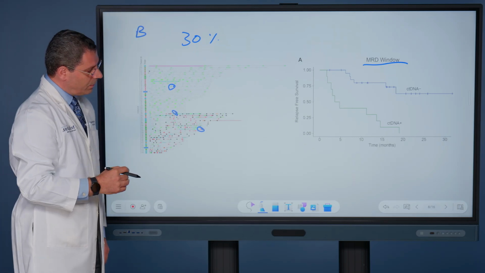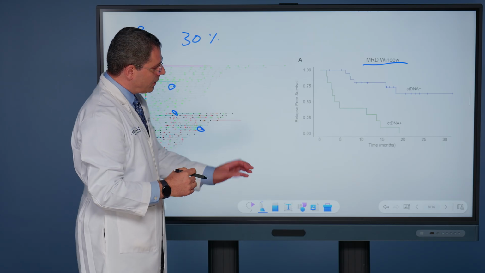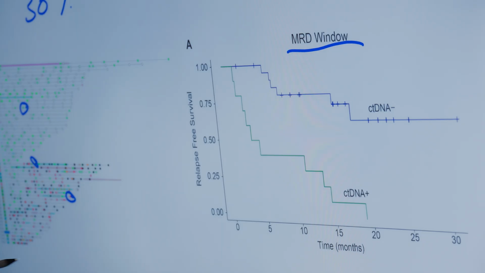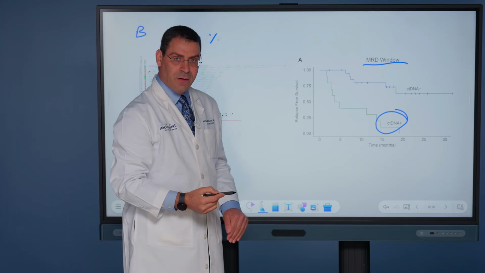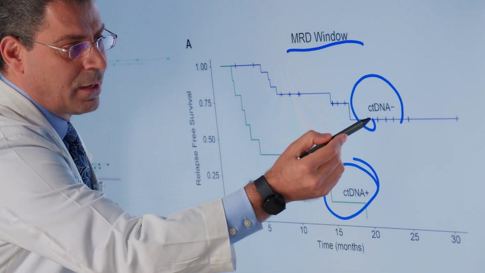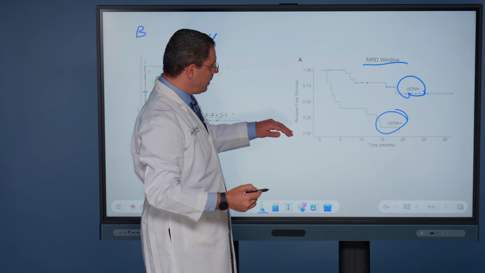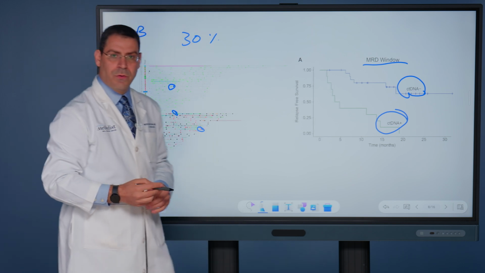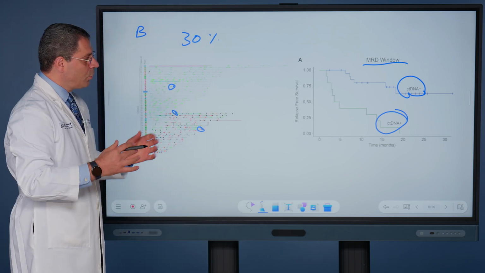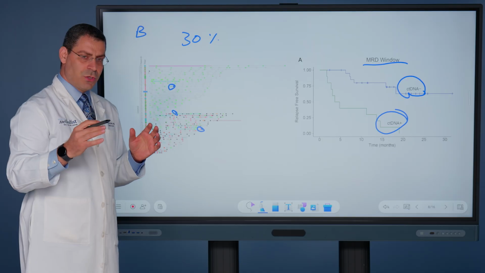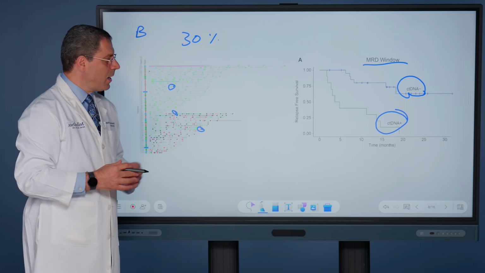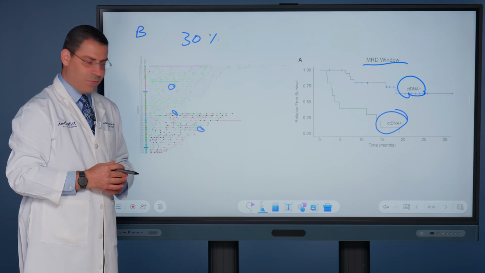If you look at the curve on the left side of the screen, we looked at the relapse-free survival. As you can see, patients who have positive ctDNA have a decreased relapse-free survival compared to the patients who have a negative ctDNA, whose relapse-free survival is much better. The hazard ratio for this study is really good, and we concluded that in surgical resection, ctDNA positivity can be associated with a poor outcome and worse relapse-free survival.